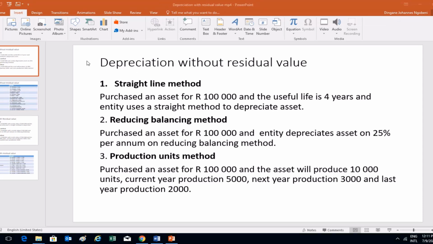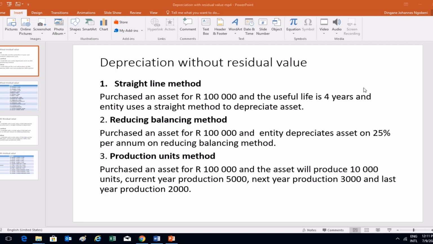Depreciation. Guys, I had queries about depreciation, so I thought let me just do this first slide that will explain depreciation for you. The first slide we talk about depreciation without residual value, and then here are the examples of your depreciation. Number one, straight line. Number two, reducing balance method. Number three, production unit method.